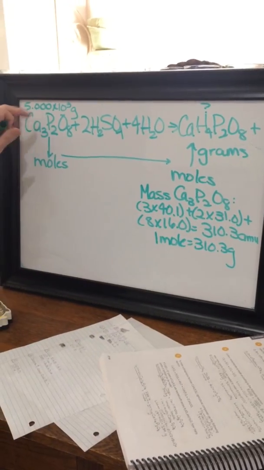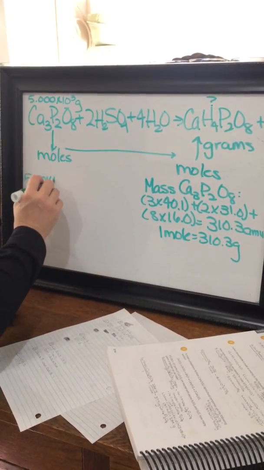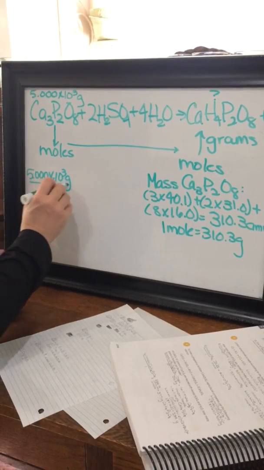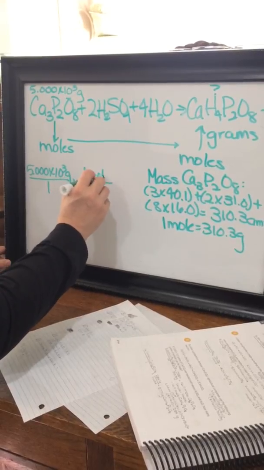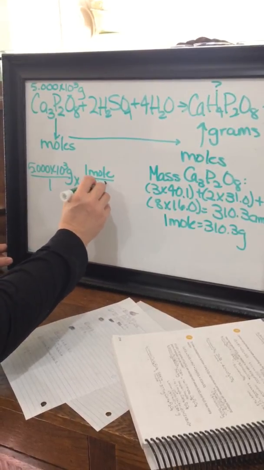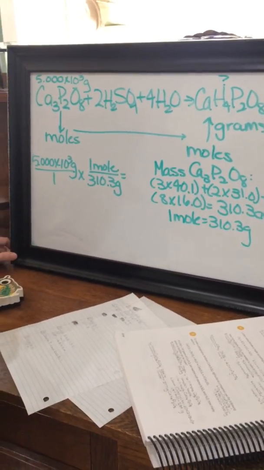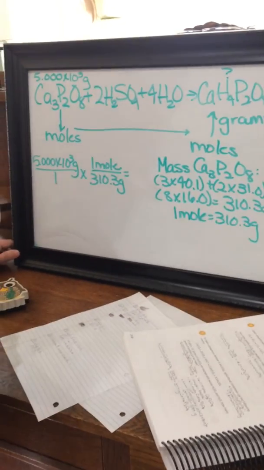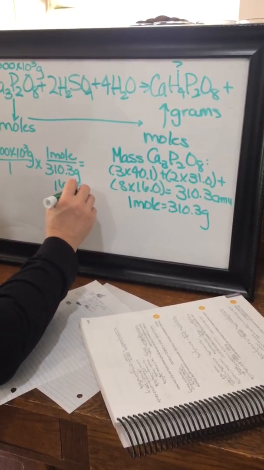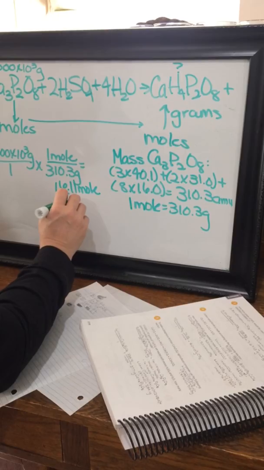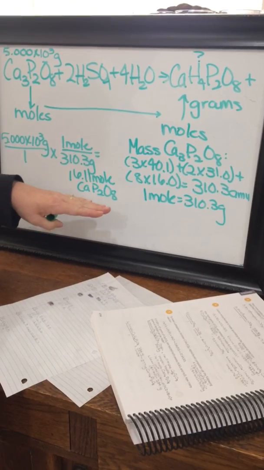Okay, so we're going to start off with what we have. We have 5.000 times 10 to the third grams of that product. I'm not going to write it out because it takes too much room. Equals 1 mole of it over 310.3 grams. Hopefully you're trying to work this through before I say it. Even pause it and work through it on your own. What would you do? Okay? And so you're going to get 16.11 moles of Ca3P2O8. Okay?